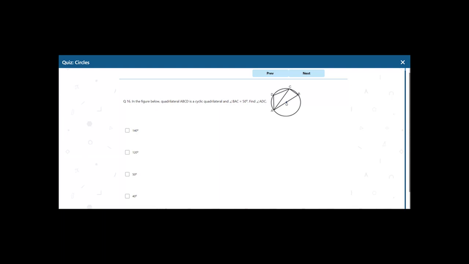Ma'am, alternate angles. Angle DCA is... BAC is 50. Then DAC will be 50. Then they will be equal to 180. So 180 minus 100, 40, divided by 2 is equal to 40. Why did you say alternate angles? Nothing is parallel here. The alternate angles will be when the two lines are parallel and a transversal intersects them.